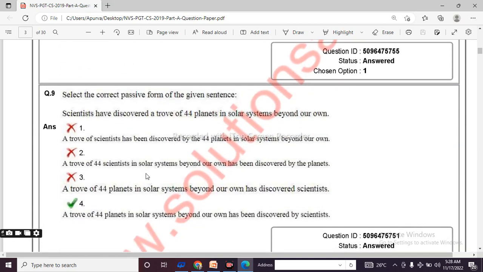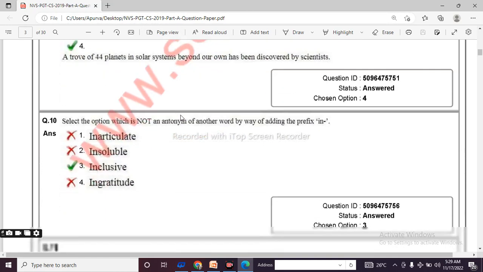Now select the correct passive form of the given sentence. Scientists have discovered a trove of 44 planets in a solar system beyond our own. A trove of 44 planets in a solar system beyond our own has been discovered by scientists.